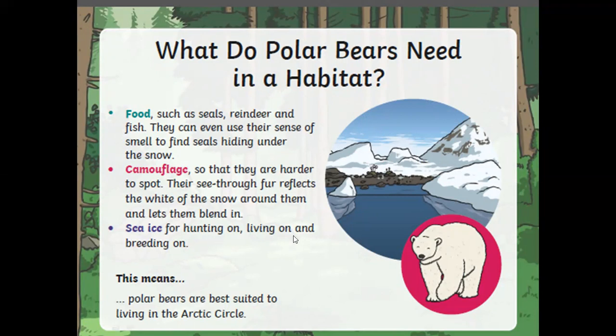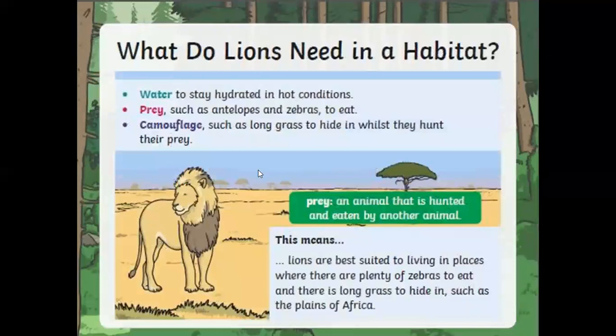For hunting on, living on, and breeding on, they need sea ice. Polar bears are best suited to living in the Arctic Circle where there is ice. Then we have your most important and your favorite, the lion.